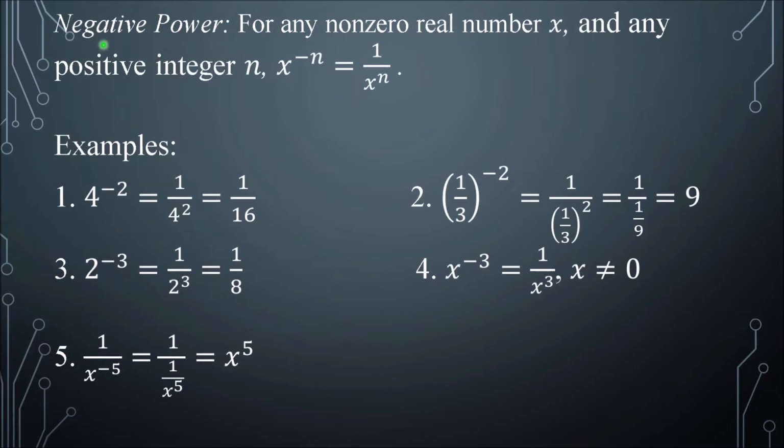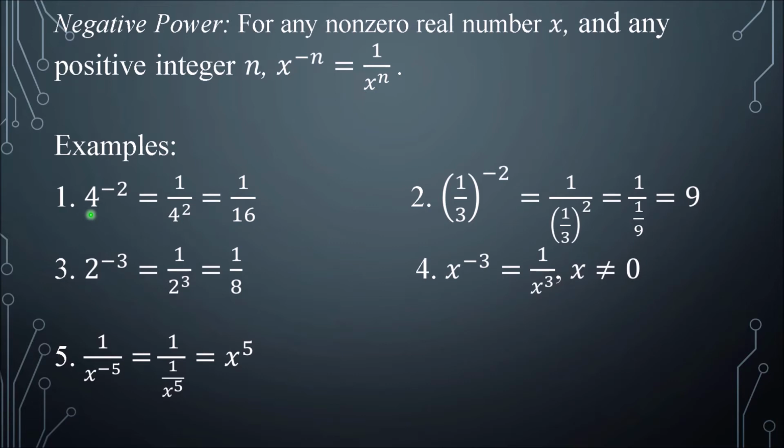So let's have negative power or negative exponents. For any non-zero real number x and any positive integer n, x raised to negative n is equal to 1 over x raised to n. So as you can see, the negative n, the negative power, becomes positive, but it is placed in the denominator.